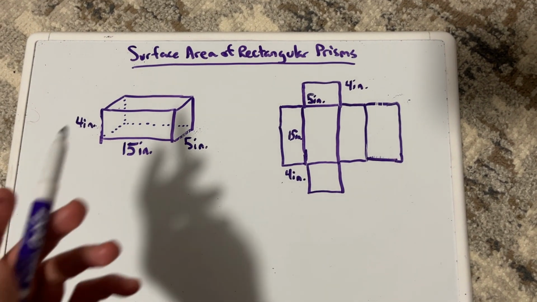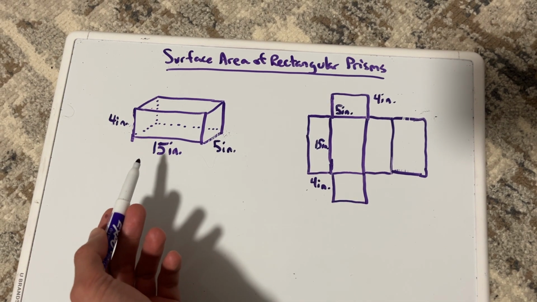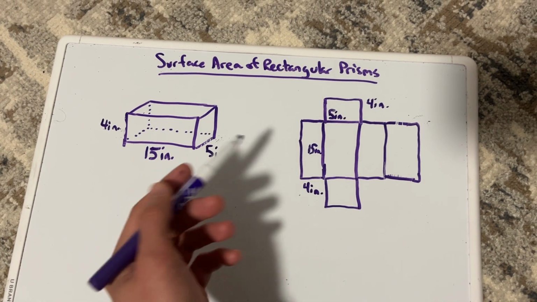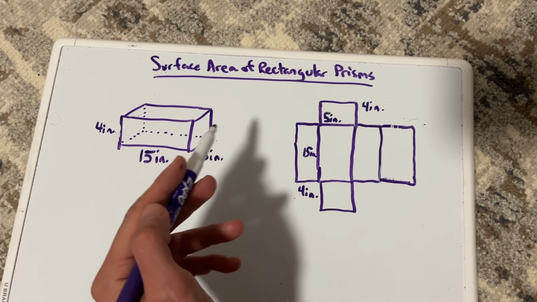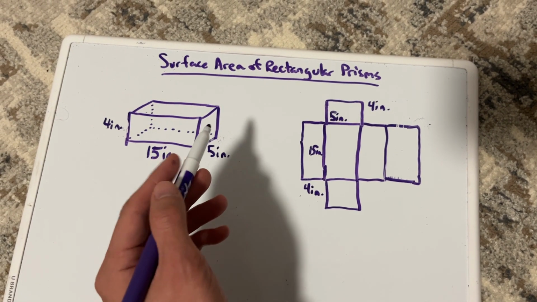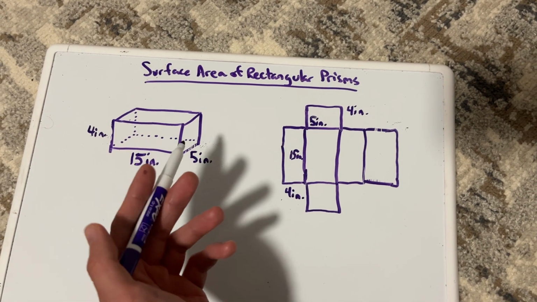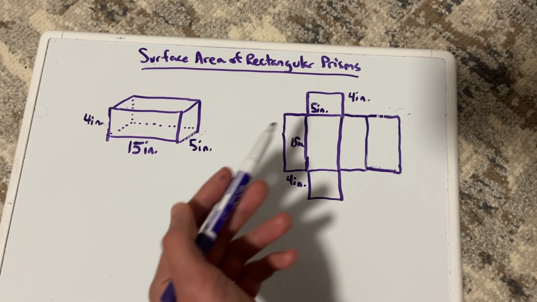Today we're going to be finding the surface area of rectangular prisms. Say I have a rectangular prism that looks like this. What we're going to be doing is finding the area of each face of the prism. What we did was make it completely flat, like a two-dimensional object.